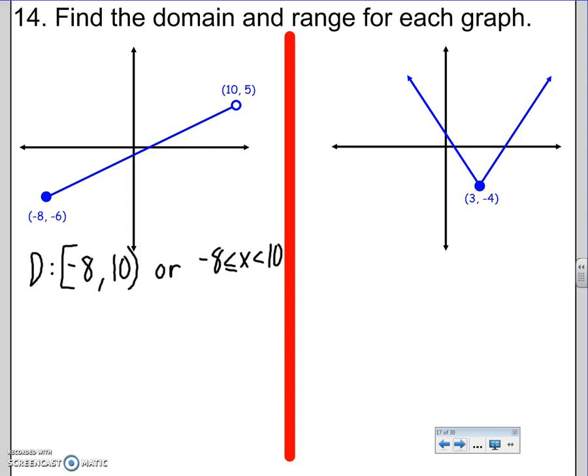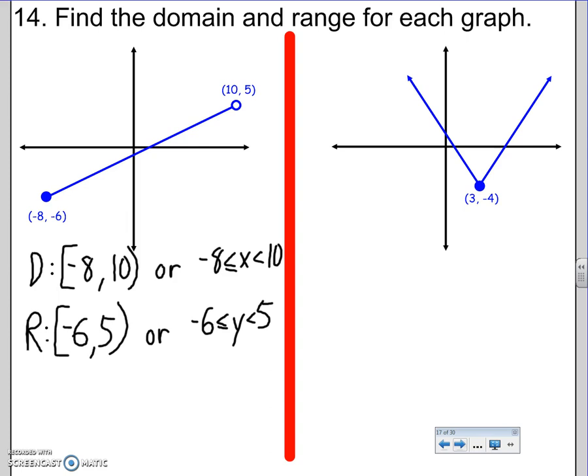Alright, range is very similar. Range is how low to how high. The lowest this picture goes is -6, and that is on a closed point. The highest it goes is to +5. Again, that's the open point. So that's interval notation, or if you want the other way, we have -6, we have y, we have 5. Always do less than signs. And because -6 is closed, put the equal sign there.